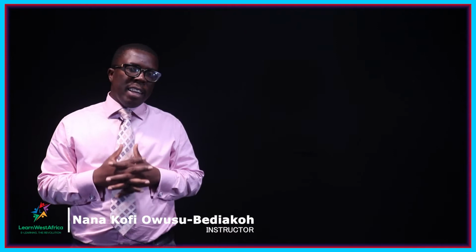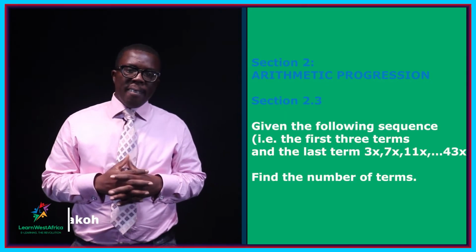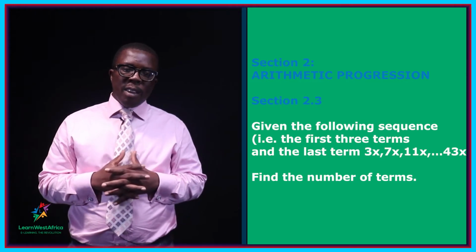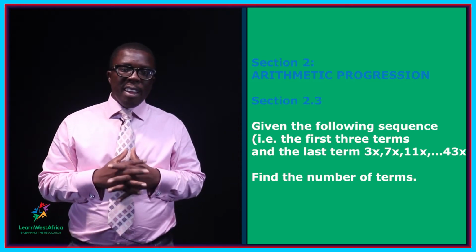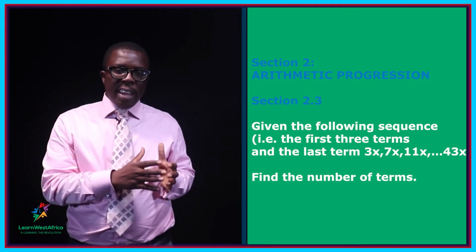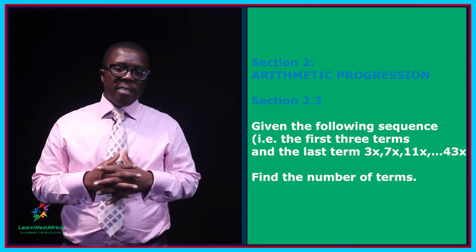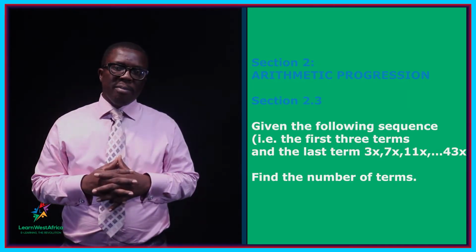In this subsection, we'll see how the last term expression of an arithmetic progression can be used to deduce the number of terms that you will find in an AP. Let's see an example. Question 1. Given that the following sequence has the first 3 terms and the last term, that is 3x, 7x, 11x, up to 43x, find the number of terms.